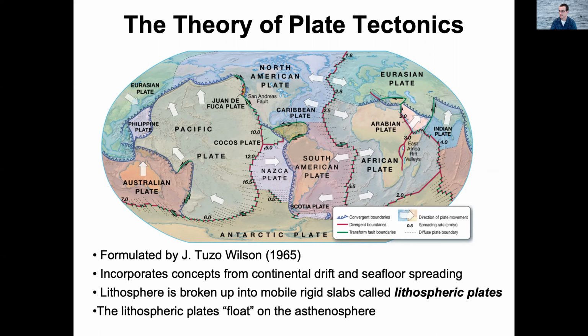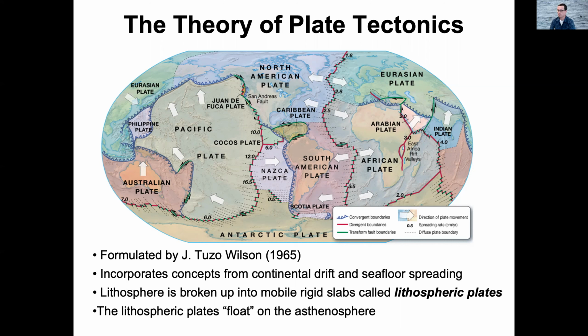Now we also have divergent boundaries in red. These are where two plates are moving apart. So the Pacific plate, for instance, is moving north and west, while the Nazca plate is moving away from it, and the Antarctic plate is moving away from it. That's where we have new seafloor formed, and those are called divergent boundaries.